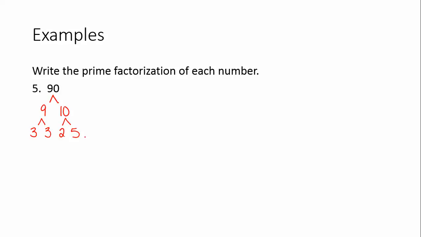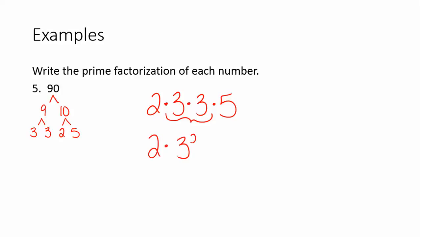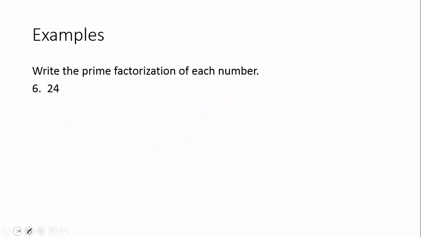Now 3, 2, and 5 are all prime numbers, so the factor tree is finished, but you have to write your answer as a string of those prime factors in numerical order. So we have 2 times 3 times 3 times 5, and finally when you have multiple factors of the same number, I'm going to use exponents. So this becomes 2 times 3 squared, since there are 2 of them, times 5. You can check in your calculator if that's correct. If you do 2 times 3 times 3 times 5, you should get 90.